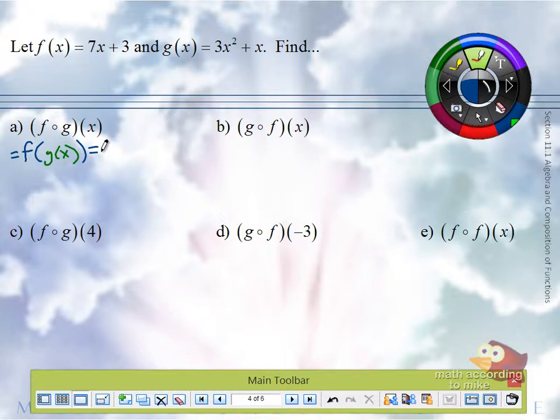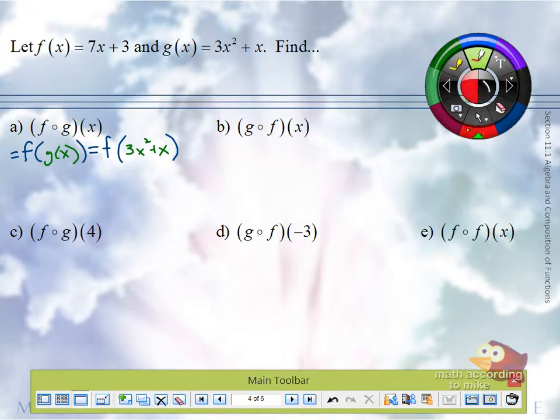The next part is substitution. What is g of x? 3x squared plus x. So what this is saying right here is you're going to evaluate the function f at the expression 3x squared plus x.